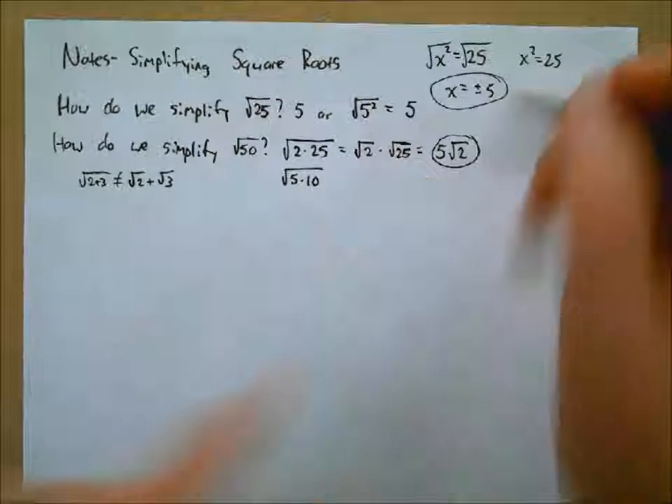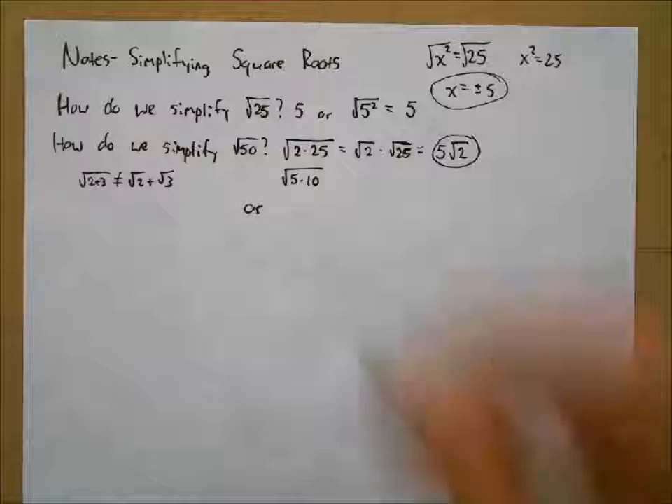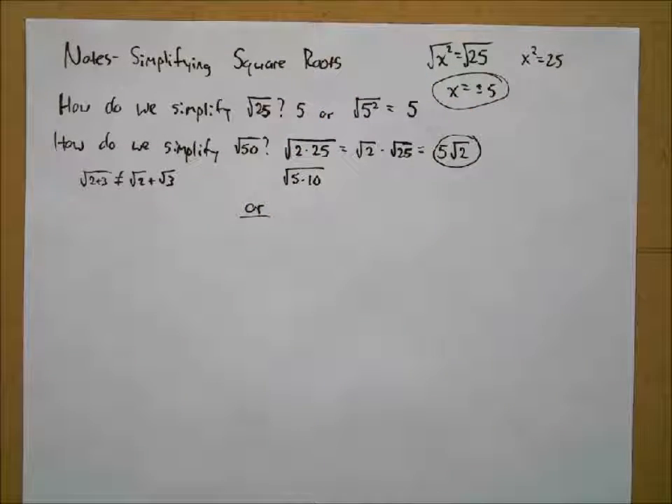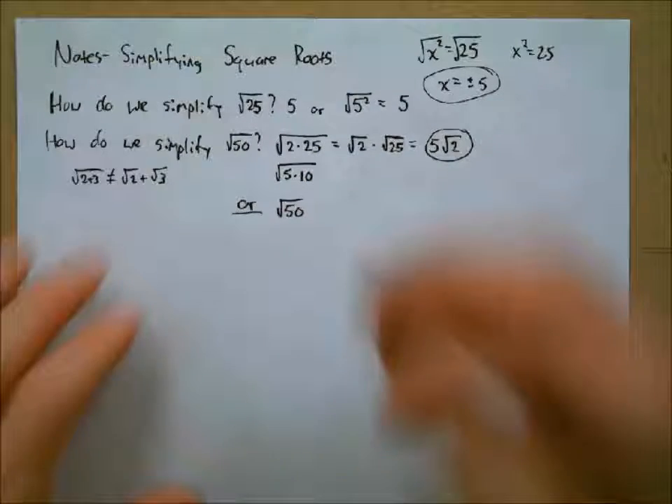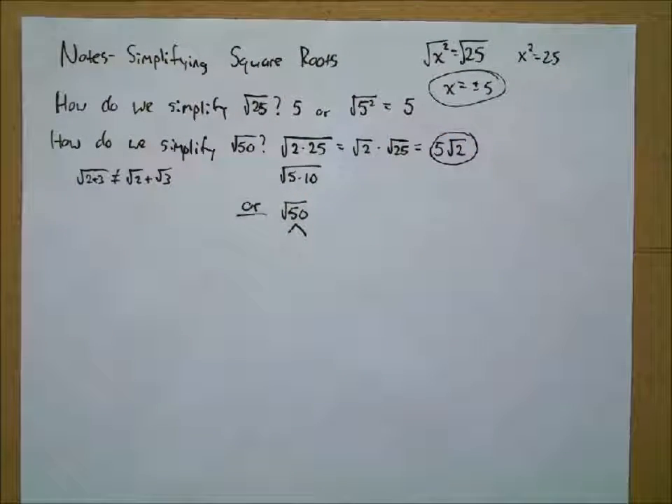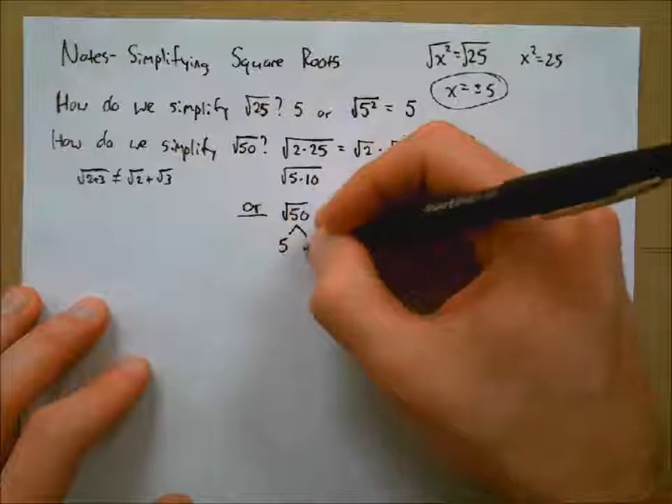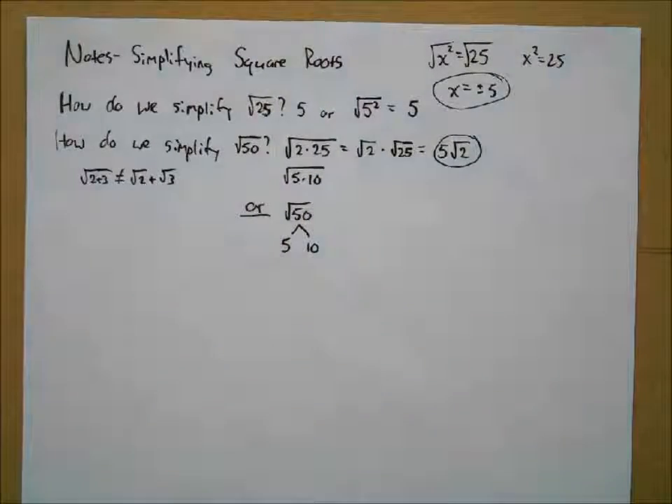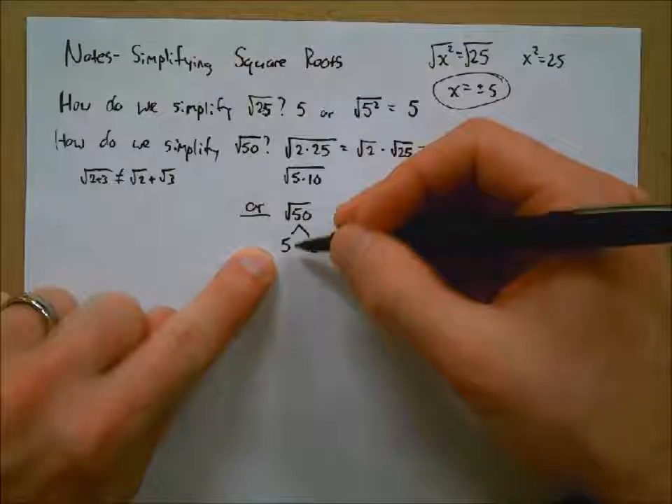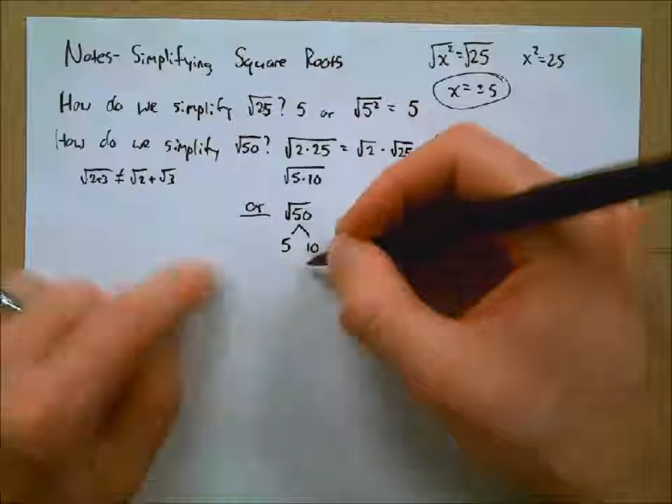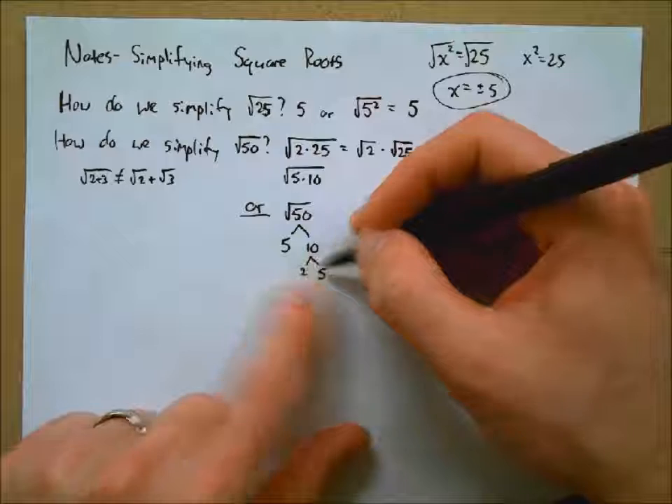Okay, an alternative way to do it, I'll show you another strategy here. If you have the square root of 50, you can break it down using something called a factor tree. So for example, 50 is, let's say, 5 times 10. Okay, can I break 5 down any further? No, but can I break 10 down any further? Yeah, I can make that 2 and 5, for example. And then 2 can't break down any further, and 5 cannot break down any further.